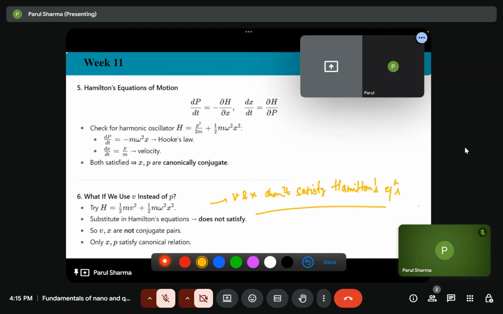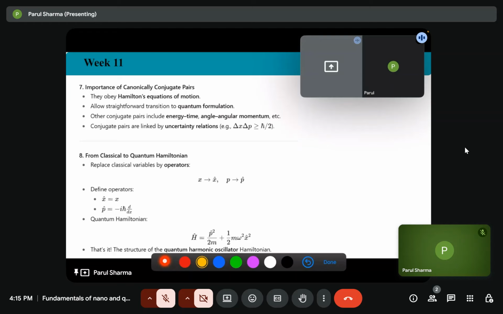So what is the importance of the canonically conjugate pair? That is, they obey Hamiltonian's equation of motion. We just saw that if we replace p by v, then it doesn't follow the Hamilton's equation of motion. That is, we are not getting the momentum and the force.